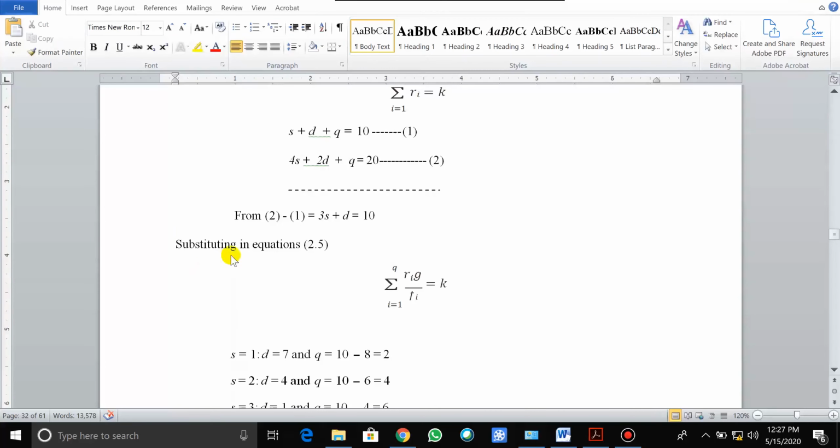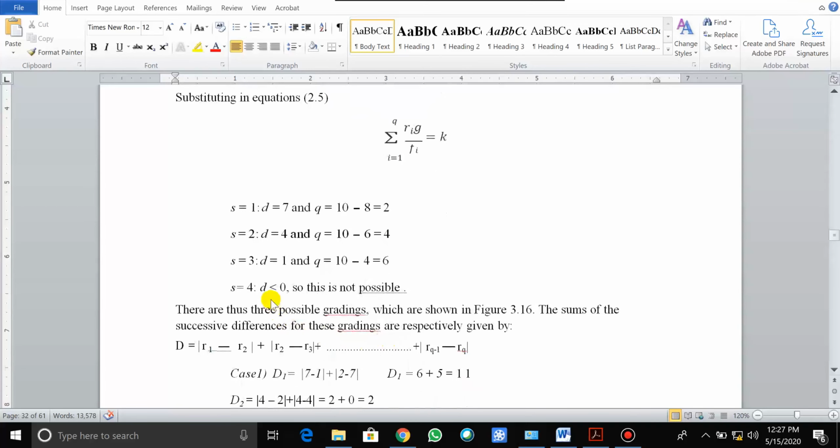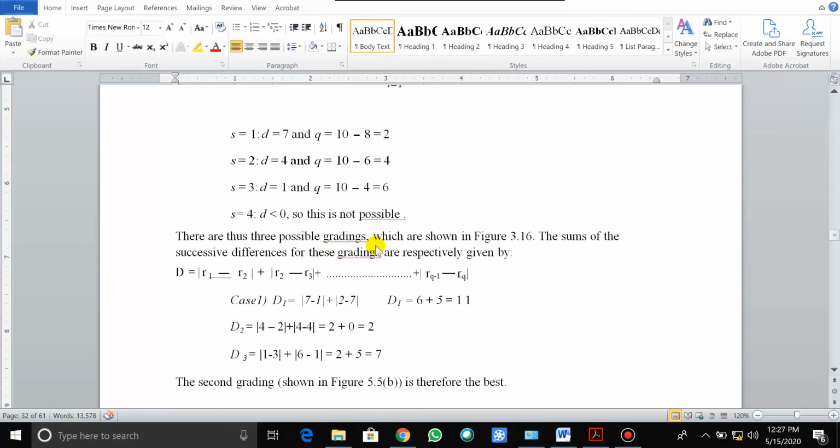Then substituting into the equation, that is 2.5, we have the summation of i from 1 to q of r(i) into g(i) equal to k, and we have s = 1, d = 7, and q = 2. Similarly, we have q = 4. Similarly, we have q = 6. And so it is not possible, we cannot find q in this condition. There are thus only three possible gradings, which are shown in the figure.